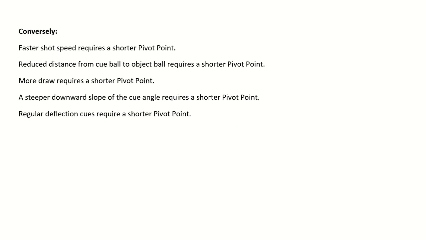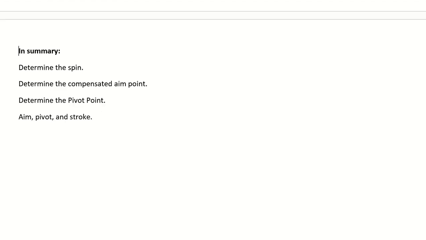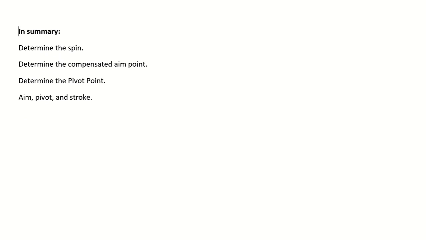Conversely, faster shot speed requires a shorter pivot point. Reduced distance from cue ball to object ball requires a shorter pivot point. More draw requires a shorter pivot point. A steeper downward slope of the cue angle requires a shorter pivot point. Regular deflection cues require a shorter pivot point. In summary, determine the spin, determine the compensated aim point, determine the pivot point, aim, pivot, and stroke.